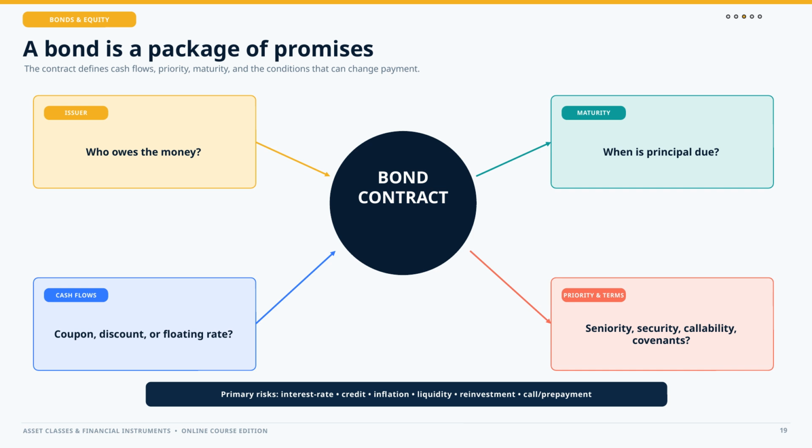These terms create several risks. Market interest rates affect price. Credit quality affects the probability and timing of payment. Inflation changes purchasing power.